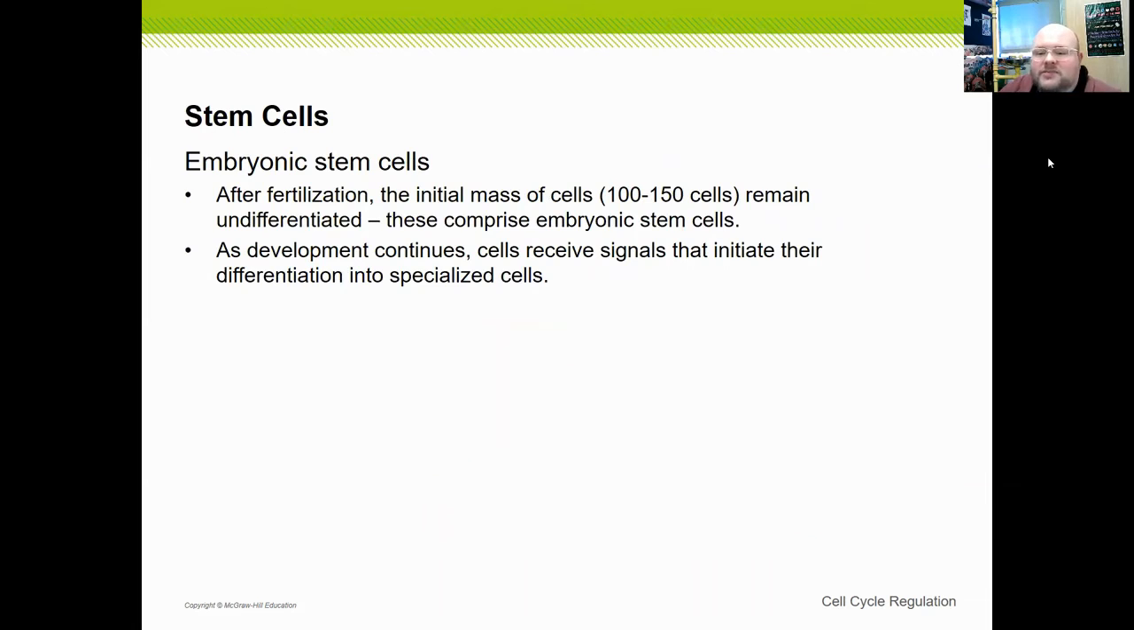Now we have embryonic stem cells. After fertilization, the initial mass of cells, which is about 100 to 150 cells, remain undifferentiated. These comprise embryonic stem cells. And as development continues, cells receive signals that initiate their differentiation into specialized cells. So again, they're undifferentiated. They have the potential to become any kind of cell, but they haven't yet. They're like a blank slate.